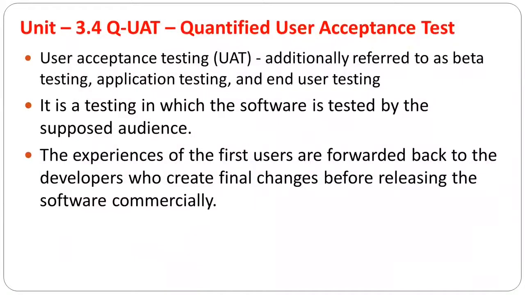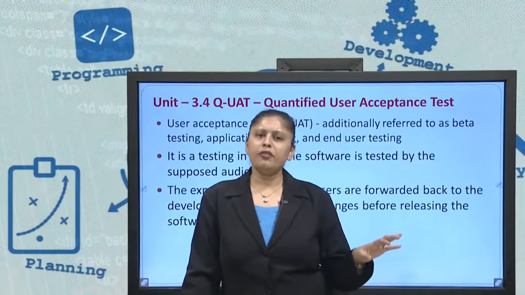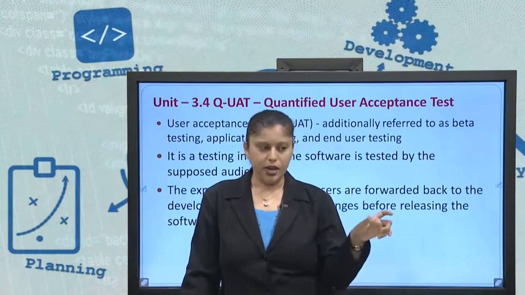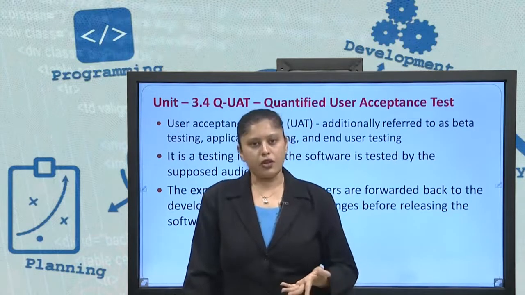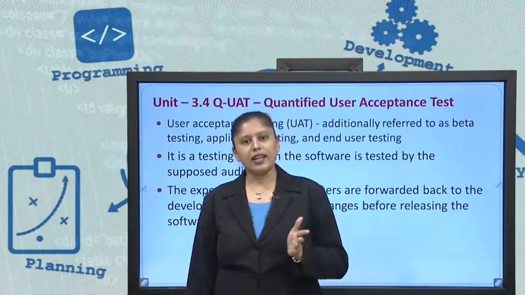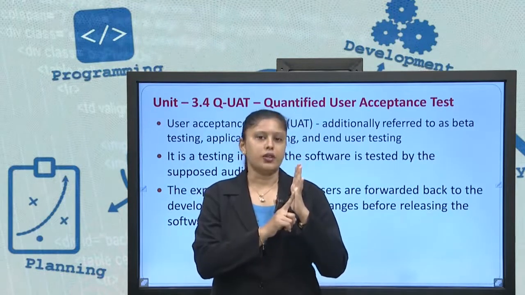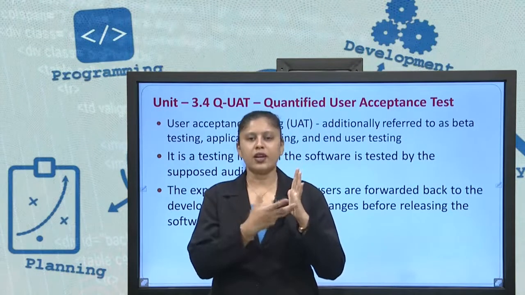The experiences of the first users are forwarded back to the developers. When my users check and test my product, whatever feedback comes up will be forwarded to my developers team who developed that code, who make the final changes before releasing the software commercially. Whatever my users have tested, they might feel that certain points are lacking, or have not been mentioned or delivered in the software. Then my users will tell us that this thing is missing in the software and we want it to be added, maybe a functionality.